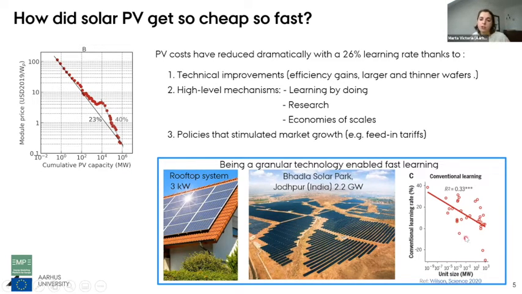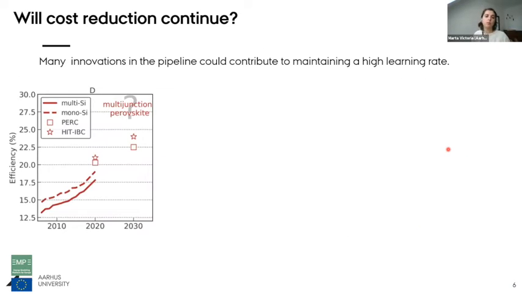There's existing literature that proves that the smaller the size of the unit, the higher the learning rate. And that's also an indication of which technologies we expect to be able to learn fast and reduce cost fast in the future. All right, but what about the solar case? Do we expect that cost reduction could continue in the future?